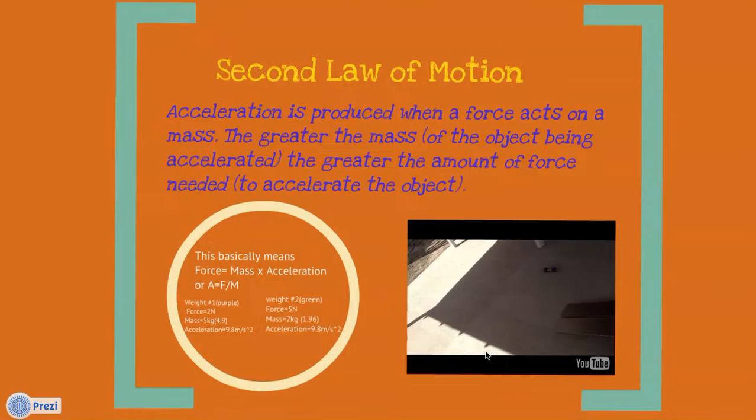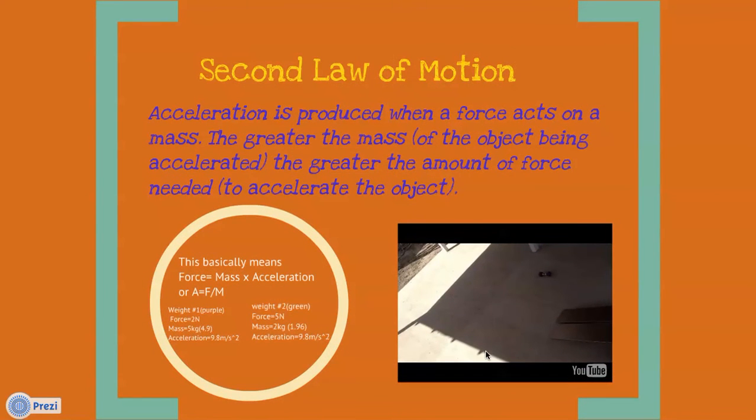Moving on to Newton's second law of motion. This law claims that acceleration is produced when a force acts on a mass. The greater the mass of the object being accelerated, the greater the amount of force needed to accelerate the object. This basically means force equals mass times acceleration.